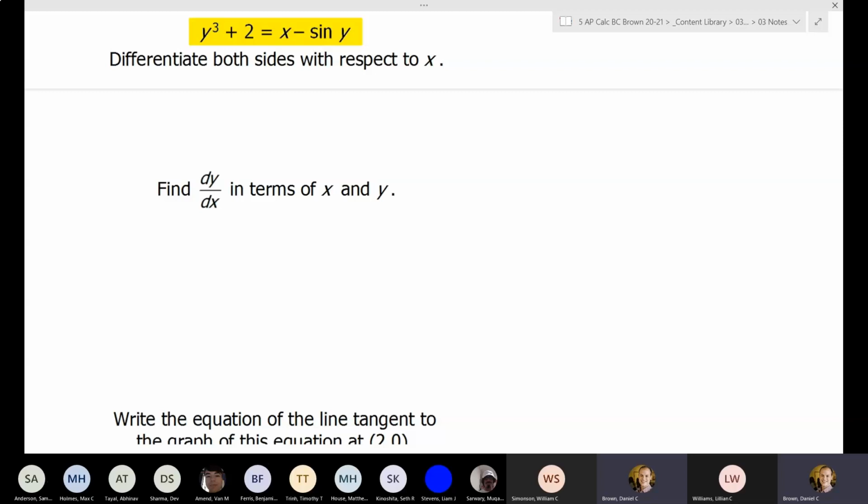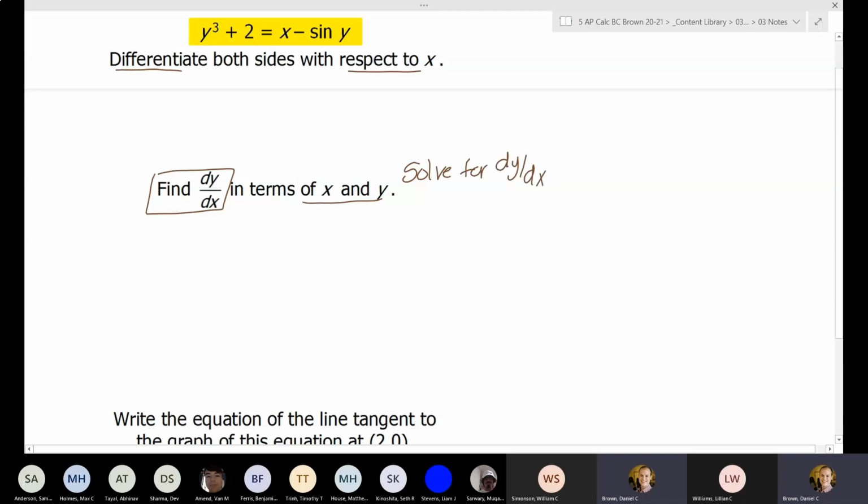I want to kind of talk about the differences between those questions. If it just says to differentiate with respect to x, that part's just asking you to take the derivative and then stop. So if you see that as a question, take the derivative and then stop. But if you see a question that says find dy dx in terms of x and y, that one is going to ask you to take it a little bit further. Not only do you need to find the derivative, but you need to solve for dy dx. And then the last question is going to deal with a tangent line when we get there.